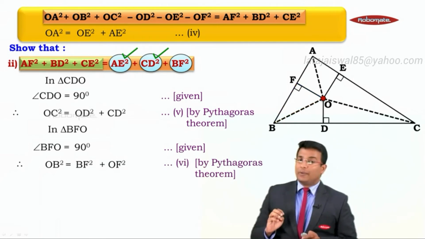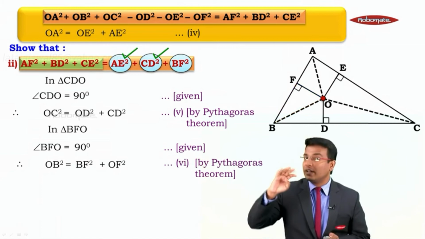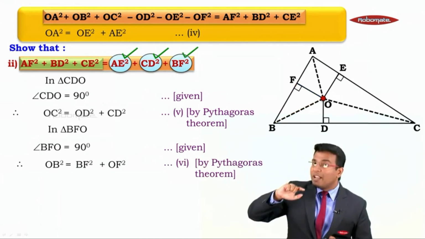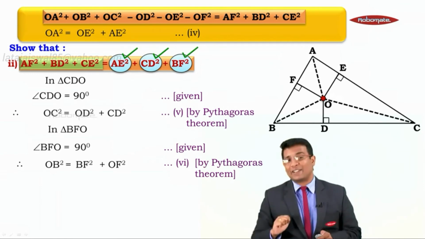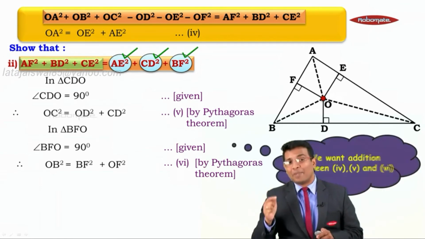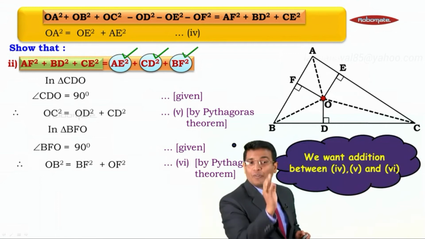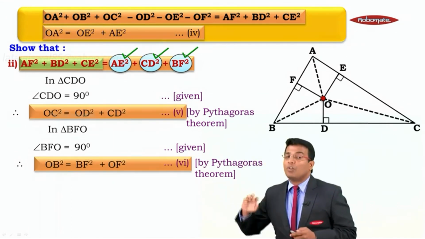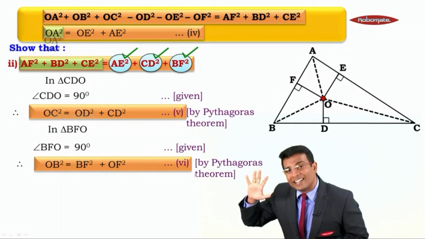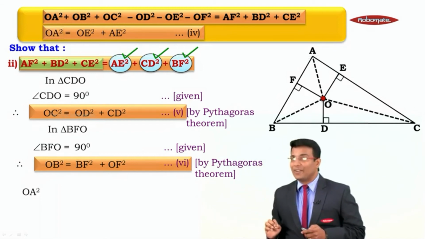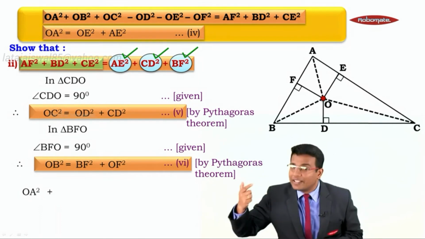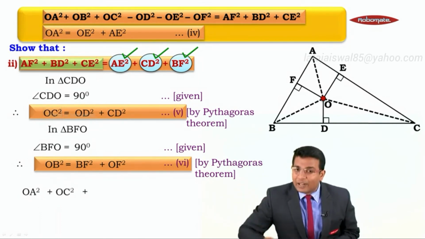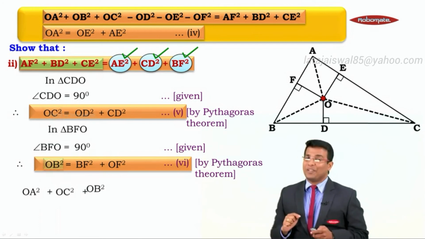Now what has happened is, we wanted AE square, which we got in result number 4. We wanted CD square, we got it in result number 5. We wanted BF square, we got it in result number 6. Now we just need to add all those. That means now what we are going to do is addition of 4, 5 and 6. Now when we add the three statements, we are going to add the left hand side and the right hand side. So left hand side OA square plus the left hand side of statement number 5, that is OC square, plus the left hand side of statement number 6, that is OB square.